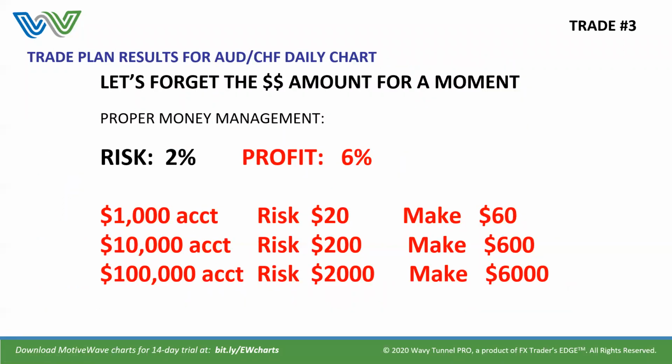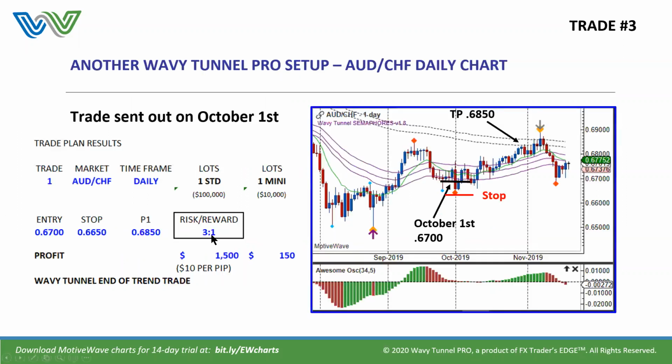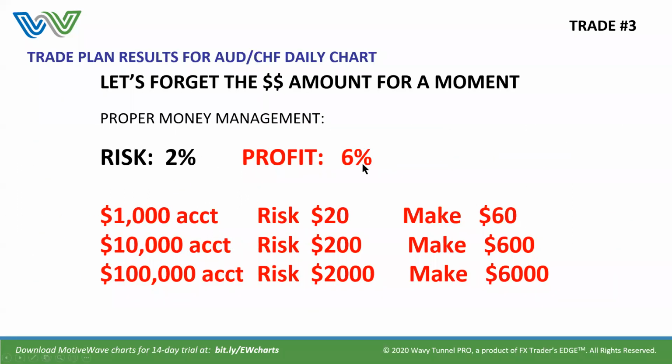So forgetting about the money for a moment, looking just at the percentages, it's 2% risk, profit is 6%. How do we get that? Risk reward is 3-to-1. 3 times 2 is 6%. So trading $1,000, risking $20, you're making $60. Trading a mini lot, a $10,000 lot, you're risking $200, you're making $600. Trading a $100,000 lot, standard lot, you're risking $2,000, you're making $6,000.